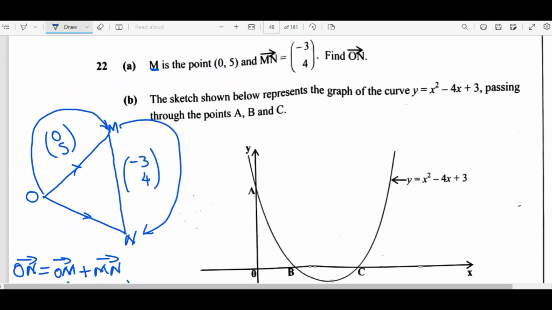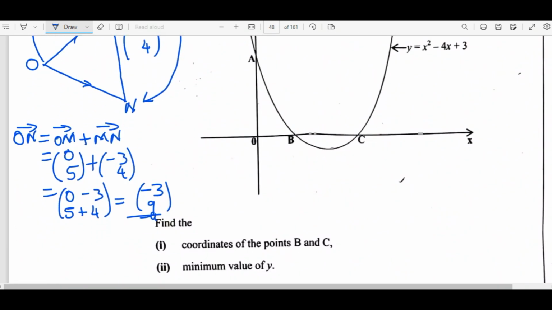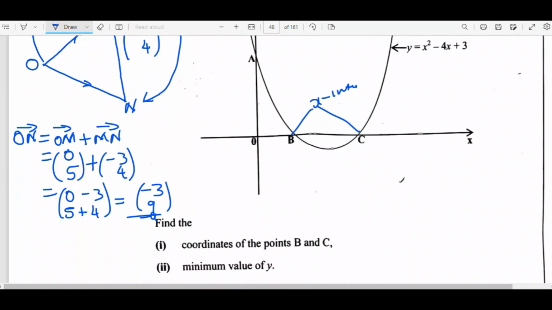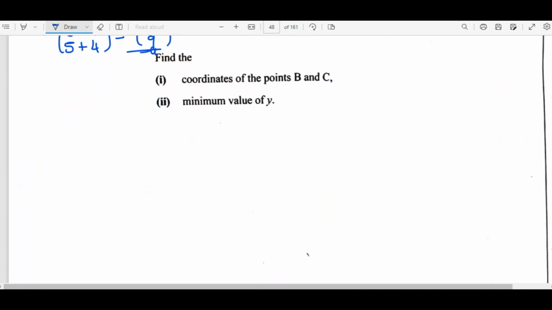The sketch shown below represents the graph of the curve y is equal to x squared minus 4x plus 3 passing through the points A, B, and C. So we have the quadratic equation. Now find the coordinates of the points B and C. So B and C, these are just the x-intercepts. So you can use the quadratic formula, or if you want you can use factorization. It depends on the method that you are comfortable with.